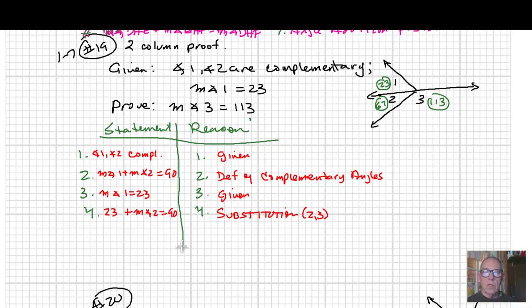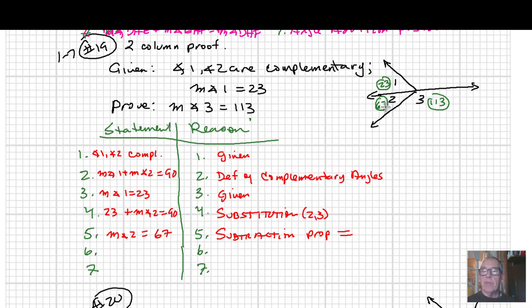Let's extend this on a little bit further. Step 5, 6, 7. Okay, so we got that. Take away 23 from both sides. Measure angle 2 equals 67. And that's subtraction property of equality. Take 23 away from both sides. Subtraction property of equality. So we got measure of angle 2 is 67.